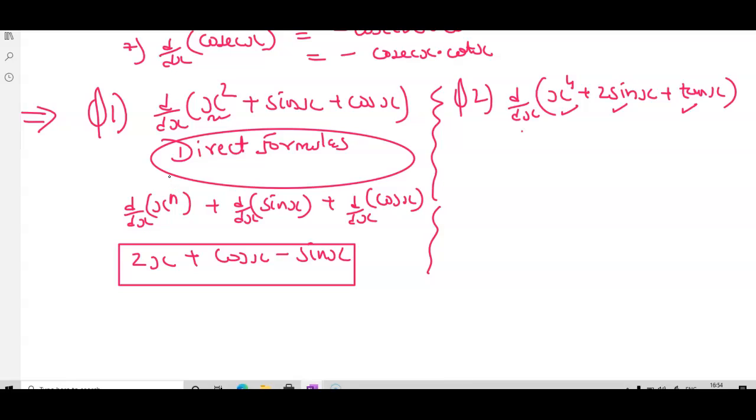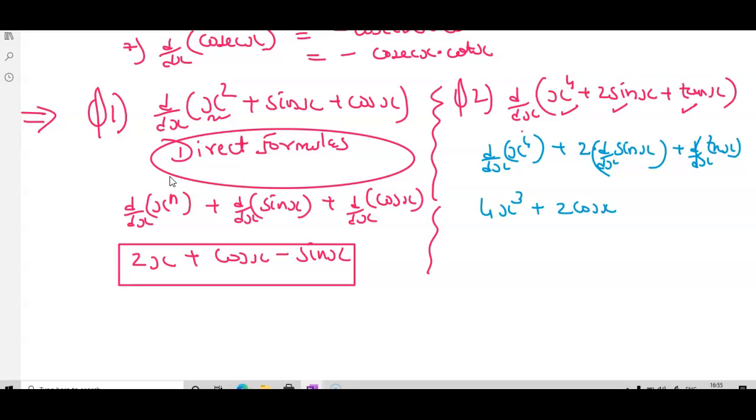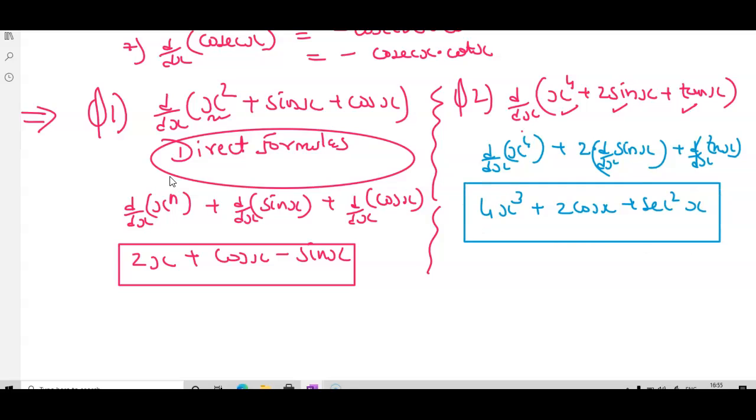Moving on further, with this question we have derivative of x to the power 4, then we have 2 constant outside, derivative of sin x, and then we have a derivative of tan x. It is 4x cube, 2 cos x, and we will be proceeding further.